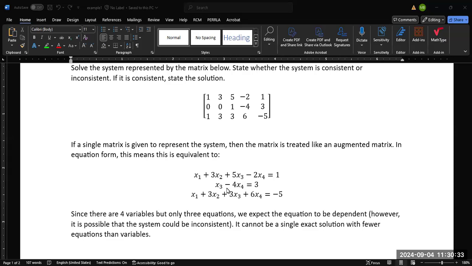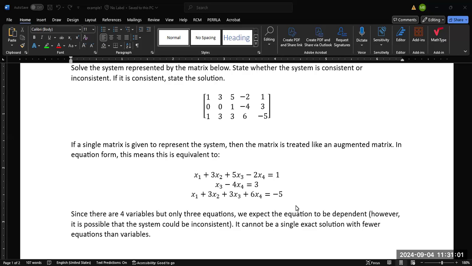Now, because there are 4 columns of variables, but only 3 equations, we know the system is probably going to be dependent. It's possible that it could be inconsistent, but an exact single point solution is not going to be possible because we need more equations. We need 4 equations and 4 variables for that to even be possible. All right, so let's go ahead and try to solve this system.